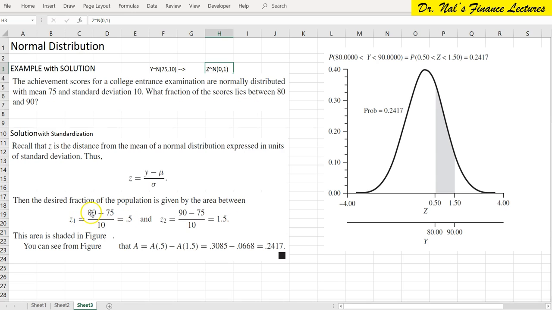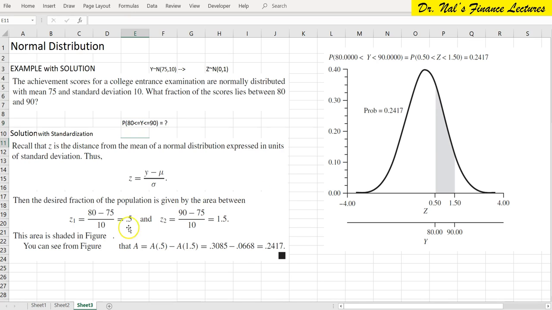So we calculate the standard normal for 80. 80 minus mu, the mean, over sigma, the standard deviation: 80 minus 75 over 10 is 0.5. 90 minus 75 over 10 is 1.5. So this is the range, 80 to 90, right? I want to calculate the probability. Let me write the question. The question is asking for the probability that our random variable y is between 80 less than or equal to y less than or equal to 90. That's what the question is asking for, right?